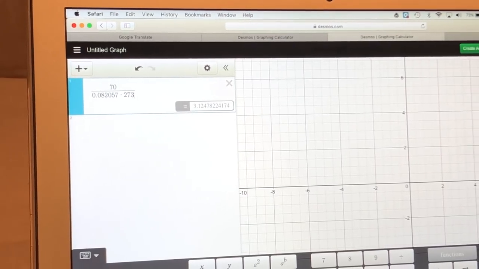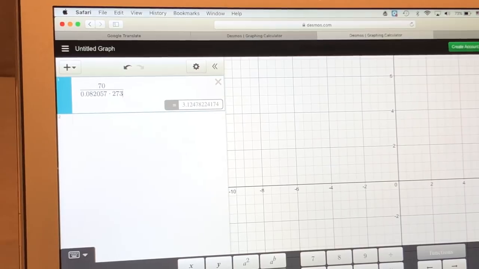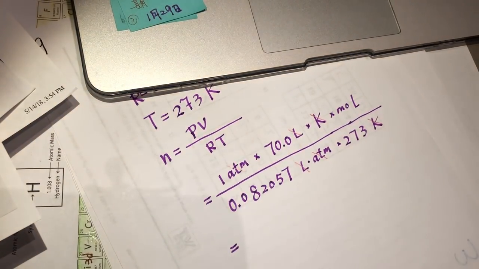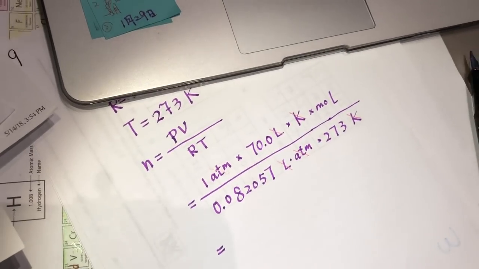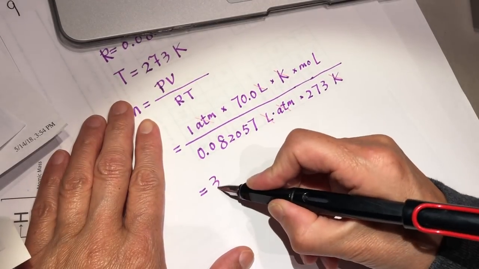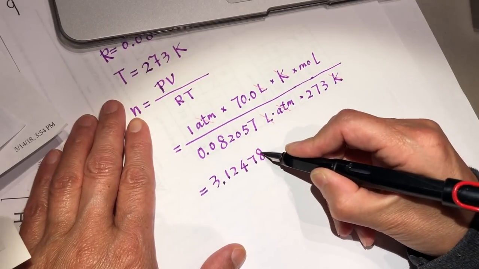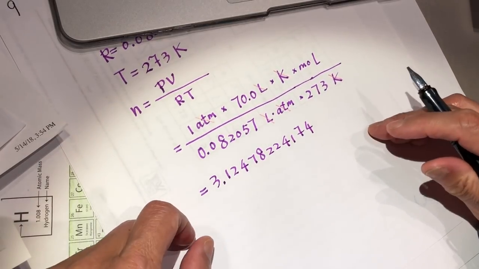I will write down exactly the mole number. What we get for the mole number is 3.12478224174. Anyway, you do not need to write so long.